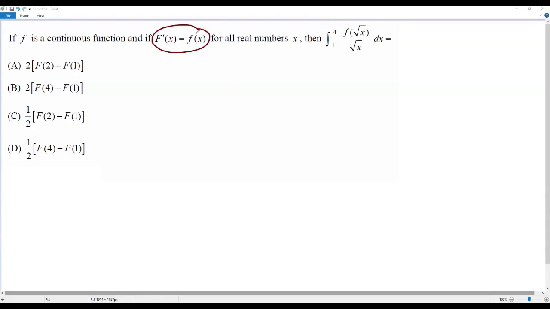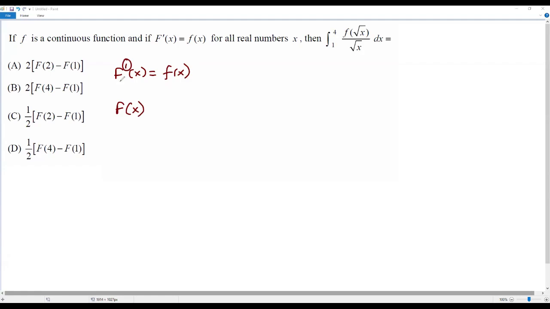Okay, now let me consider this particular part. We have over here that capital F prime of x equals lowercase f of x. Now in this equation, if I want to solve for capital F of x, that is, I want to get rid of this derivative over here.